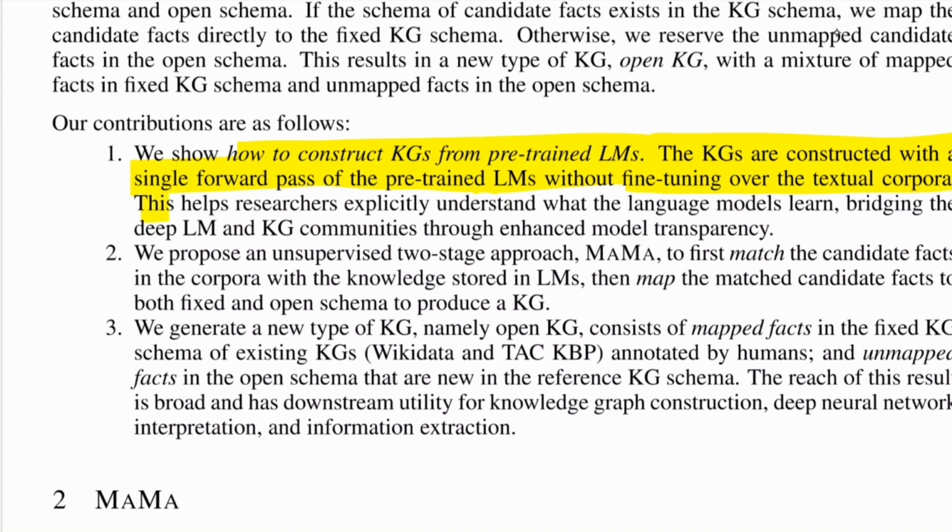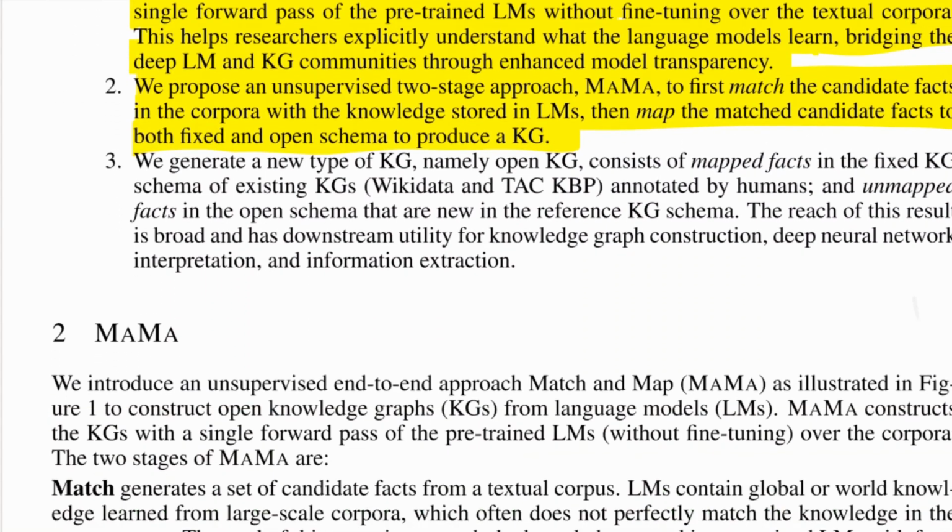Okay, this helps researchers explicitly understand what the language models learn, bridging the deep language model and the knowledge graph communities through enhanced model transparency. Okay, they say we propose an unsupervised two-stage approach, MAMA, M-A-M-A, which stands for Match and Map, to first match the candidate facts in the corpora with the knowledge stored in language models. That's the first step we looked at. Then map the matched candidate facts to both fixed and open schema to produce a knowledge graph.